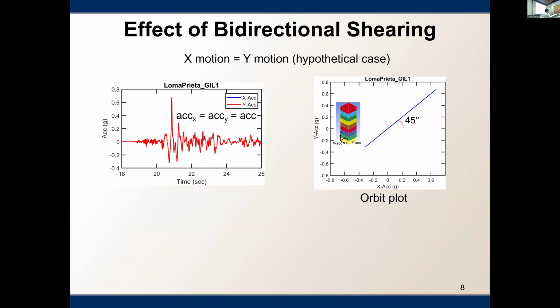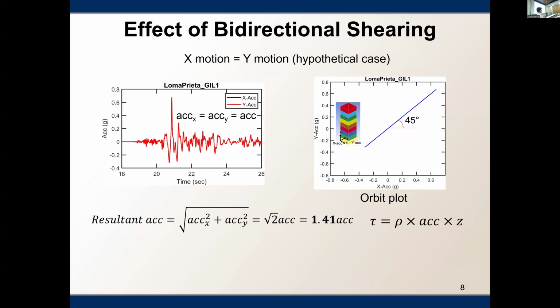To understand the effect of biaxial shearing, first let us consider a hypothetical case in which the x and y motions are equal. Here you can see the time history for the motion, in which the x and y accelerations are the same. If you plot the orbit plot for these motions, you get a straight line inclined at an angle of 45 degrees with the x-axis, which means that the soil column will move in this inclined direction.